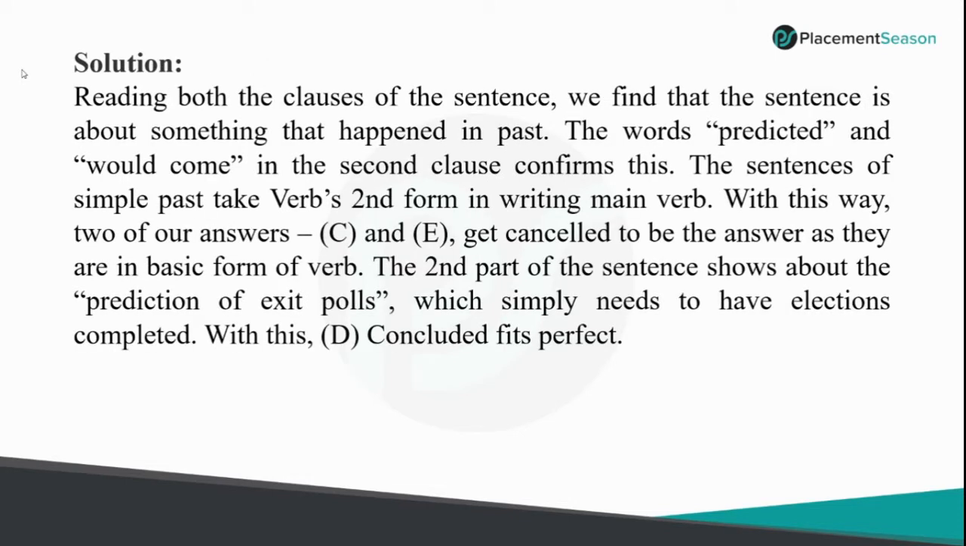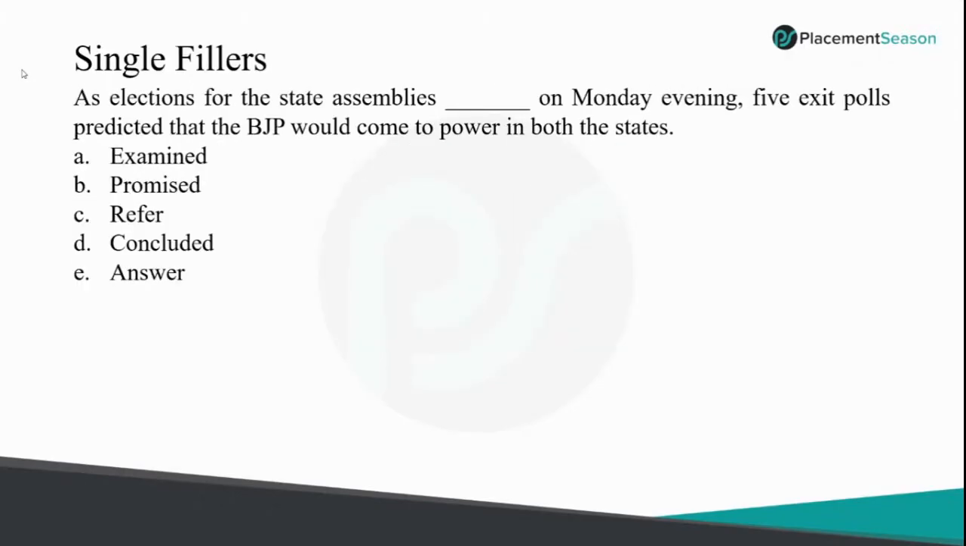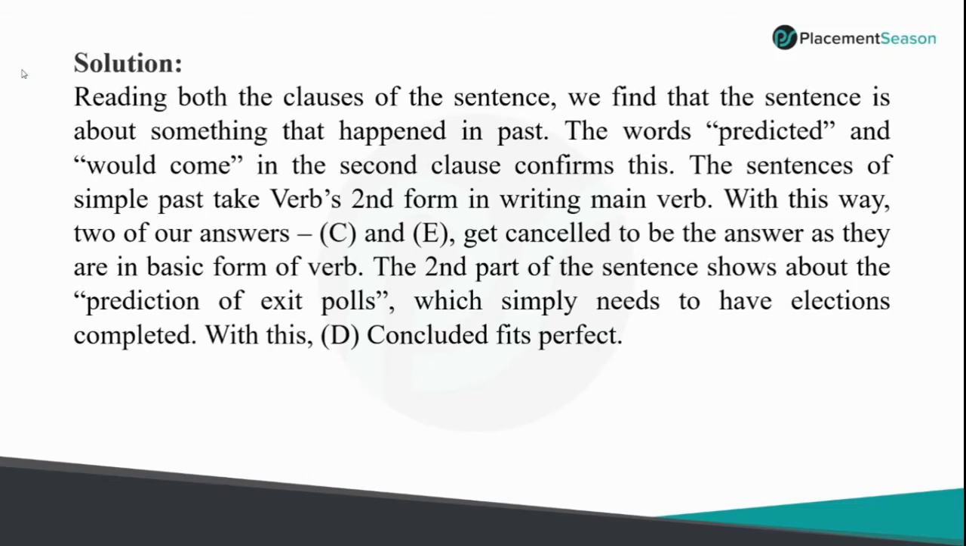Reading both the clauses of the sentence, that is, reading the whole sentence, you can come to a conclusion that this happened in the past. So how do you come to a conclusion that this happened in the past? The words like predicted. Predicted is in past. Would come is also in past. So from the tense, you can come to a conclusion that this is in the past.